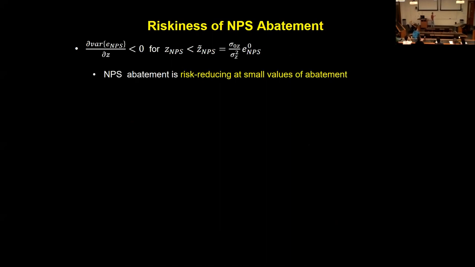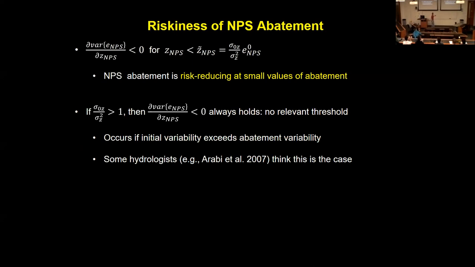So because this depends on abatement, this term would be negative, which means abatement would be risk reducing whenever abatement is smaller than some threshold level that we can define as a ratio of the covariance to the variance of abatement times your unregulated level of emissions. So it is risk reducing at small levels of abatement. It could be risk increasing at higher levels of abatement.